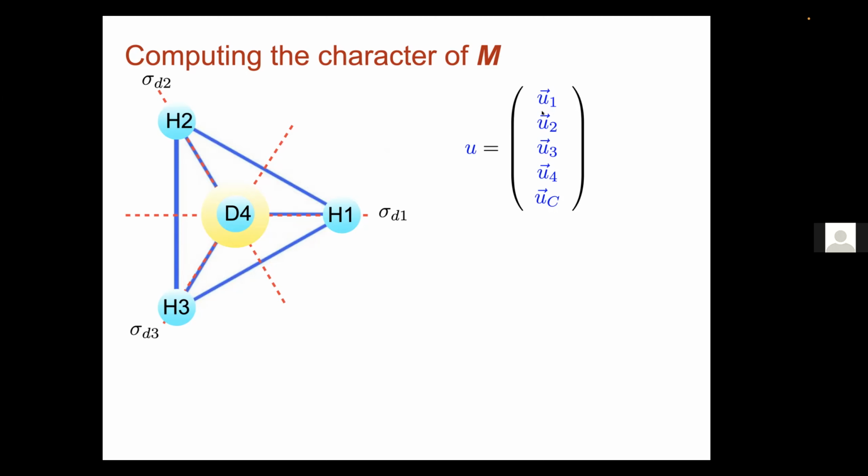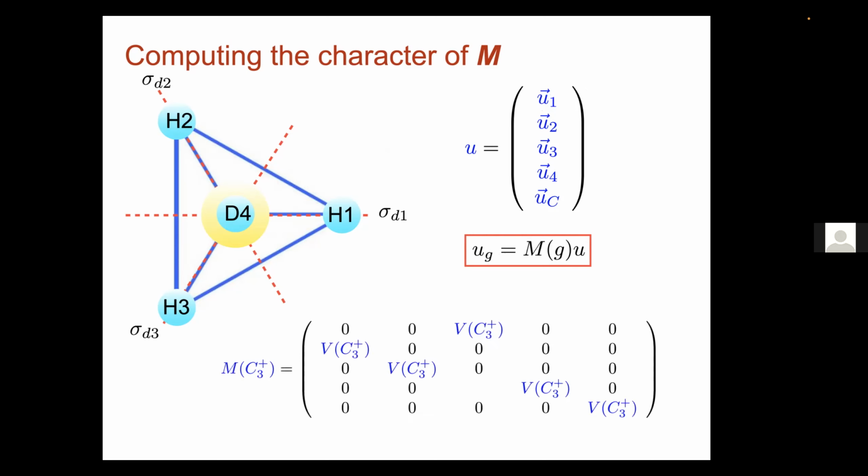So this immediately tells you, well, if you want to construct it, U is this vector, the original vector, and this is the vector after the symmetry operation. And they are related by a matrix 15 by 15. Well, it's obvious that this is, for instance, the matrix for C3 plus. Why is that? It's very easy to understand. C3 plus rotates the molecule by 120 degrees.